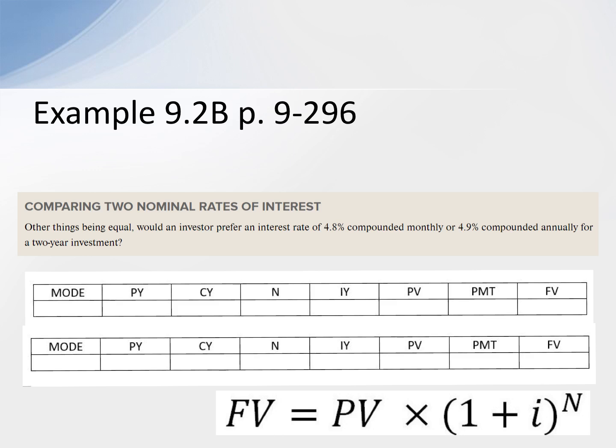Let's have a look at this question where we're trying to compare two nominal rates of interest. The question reads, other things being equal, would an investor prefer an interest rate of 4.8% compounded monthly or 4.9% compounded annually for a 2-year investment? So just like the other questions we've done in this lesson, we're not going to worry about mode right now because it's not impacting us until later in the semester, and we have no regular recurring payments, so our payments will remain at 0.